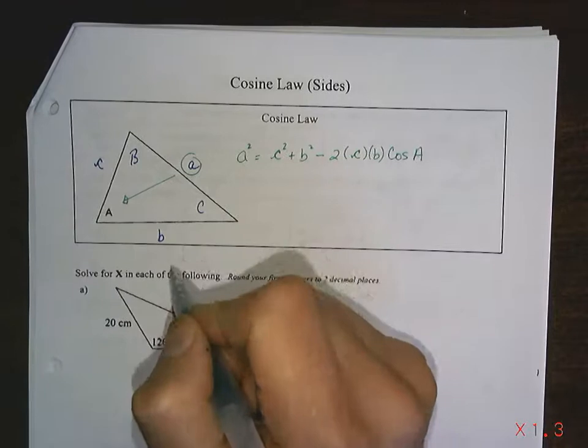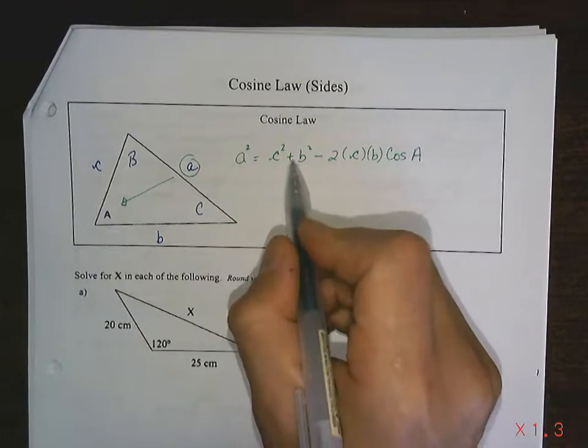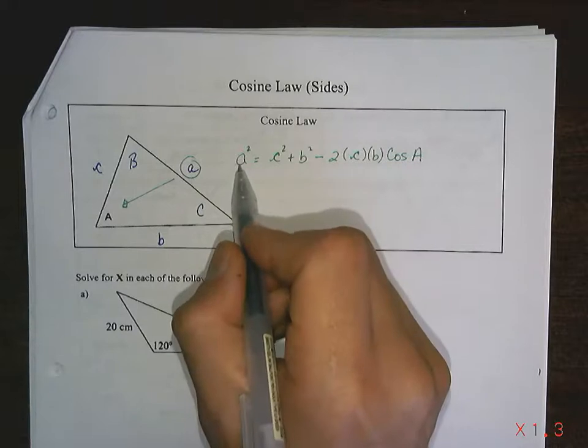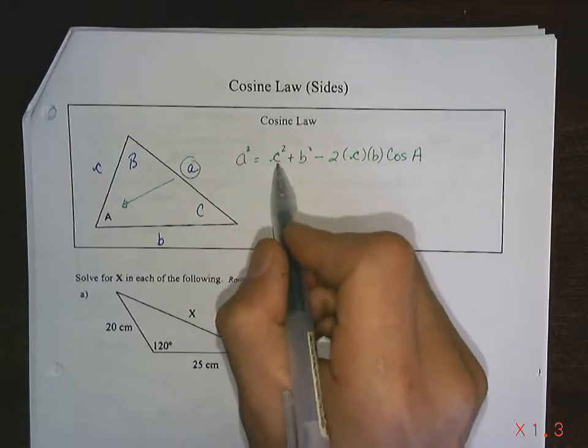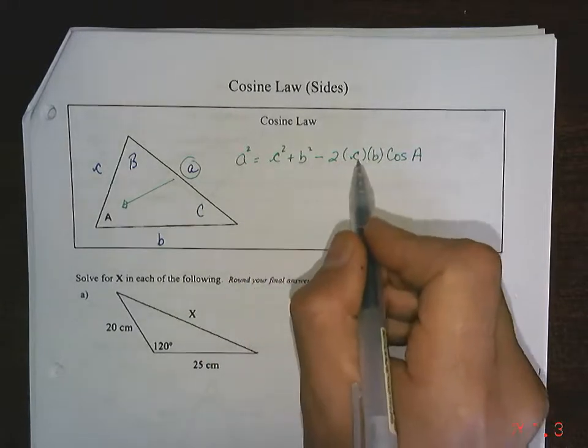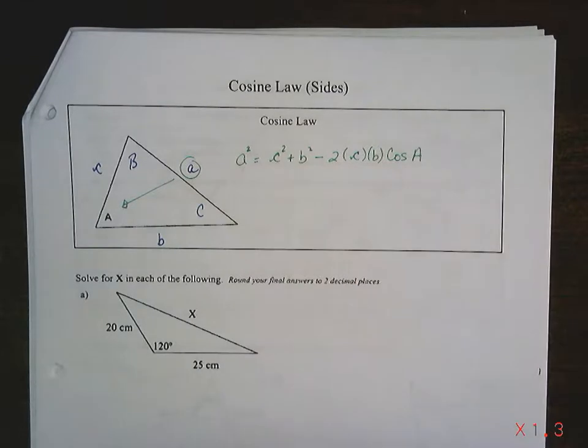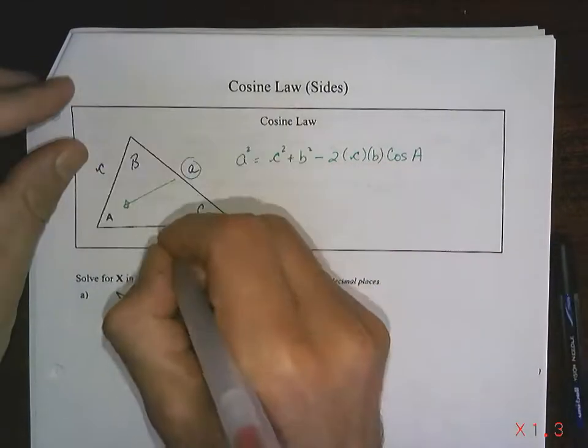Now, that's a pattern, and it doesn't matter if I put B before C here and B before C here, that doesn't matter. What matters is that this is the side I'm looking for, these are the other two sides, and this is the angle opposite the side I want. Now, let's try that again. But let's try it for B this time.